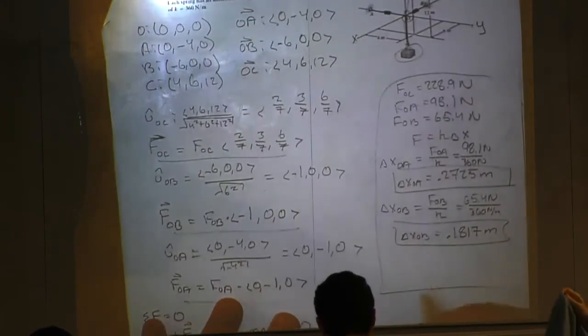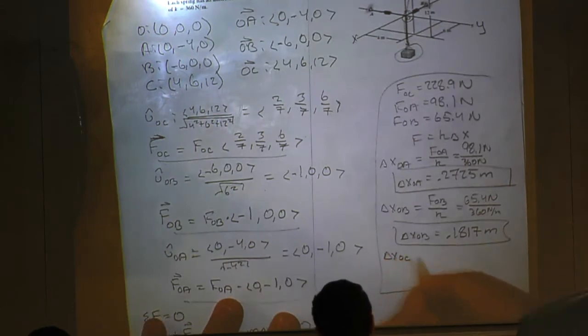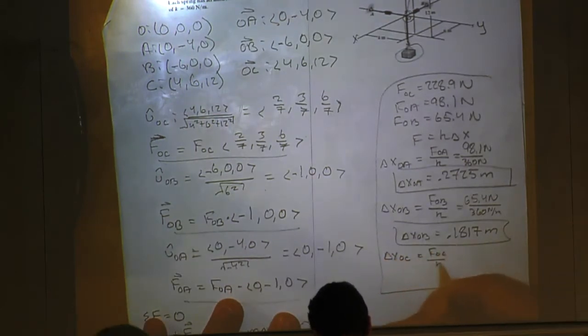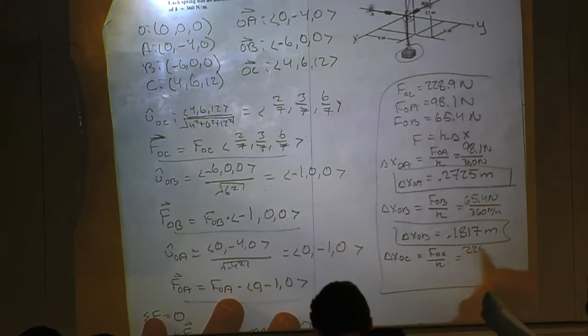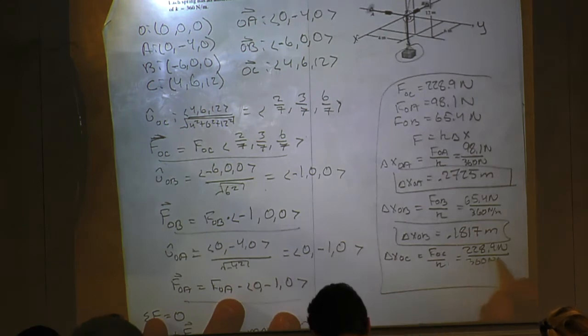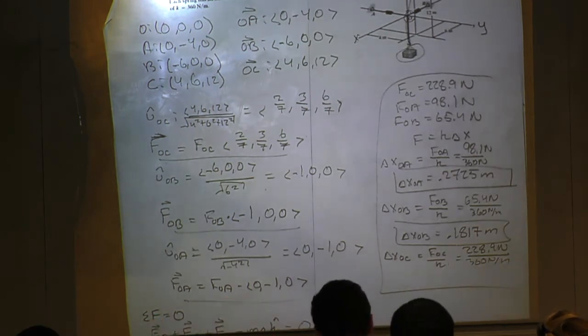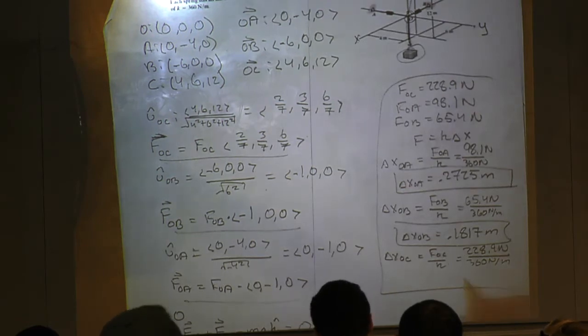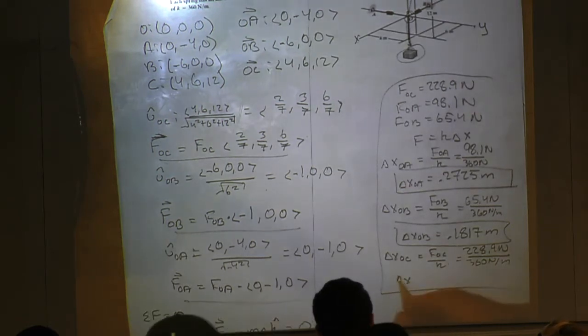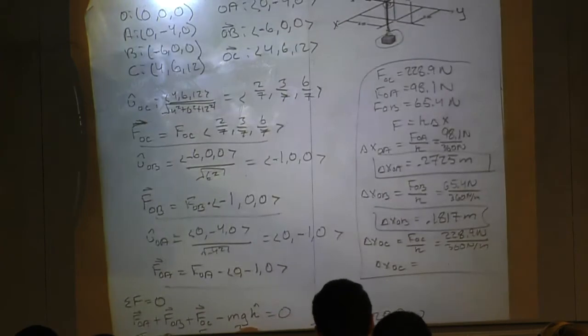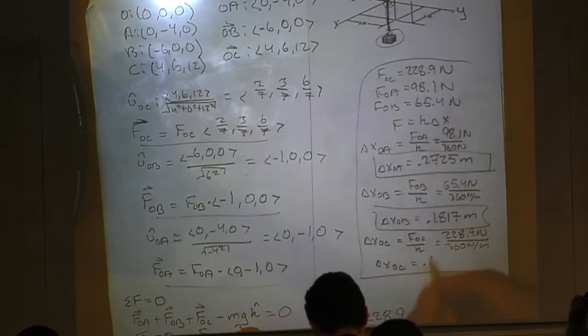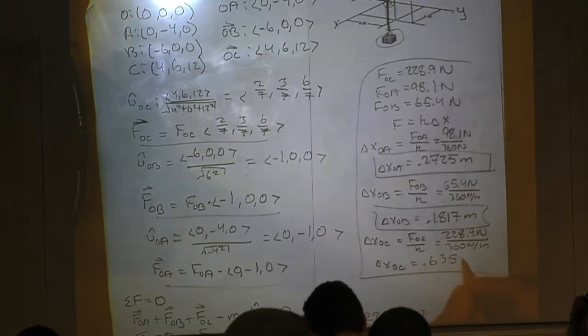And then finally, it asks for delta x OC. So we have force OC over k equal to 228.9 over our k value, which is 360. I actually haven't done this one, so let me calculate it really quick. 360. So we have delta x OC is equal to 0.6358.